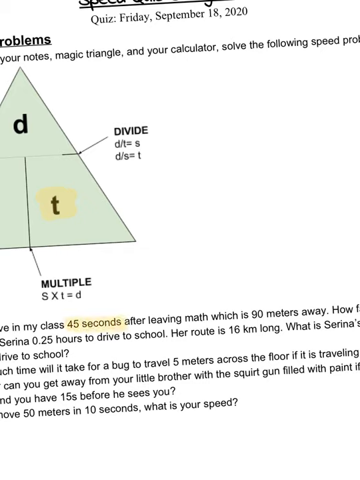What's another number, Ashley? 90 meters. So is that distance or speed? Very good. And it says, how fast do we travel? So it's asking us, what is our speed? So if we're trying to find speed, we're going to cover up S. You can't see my fingers. And what is our problem?